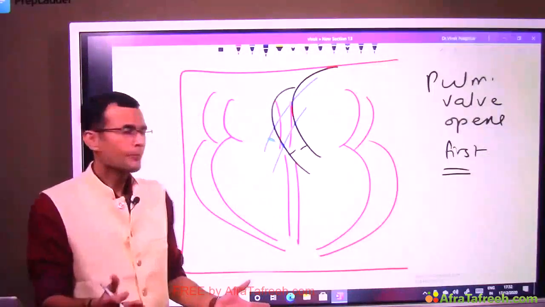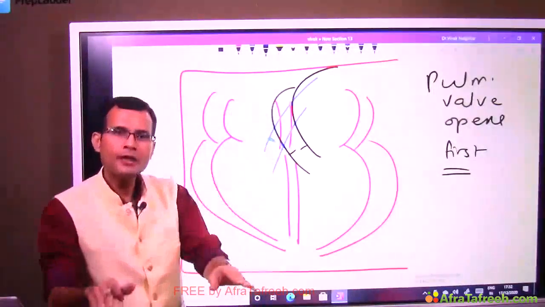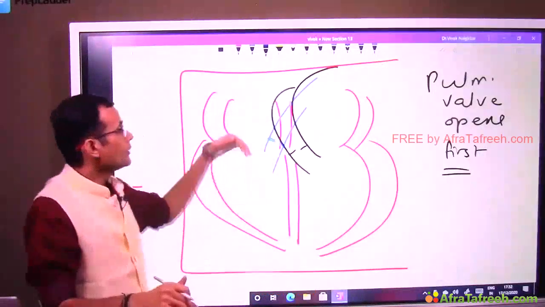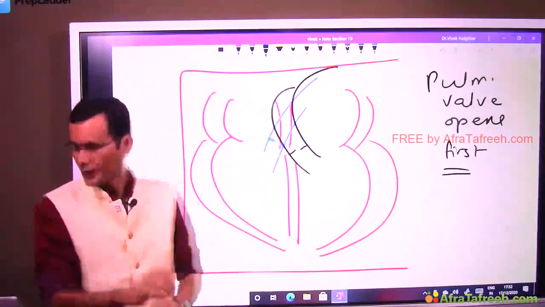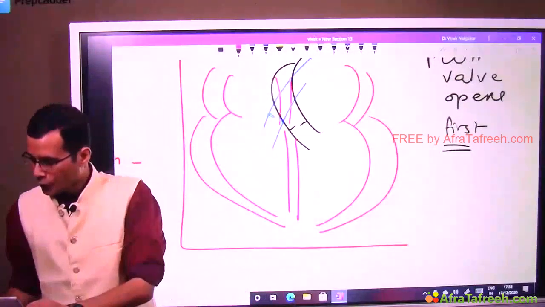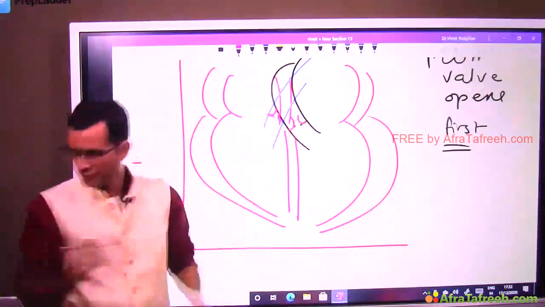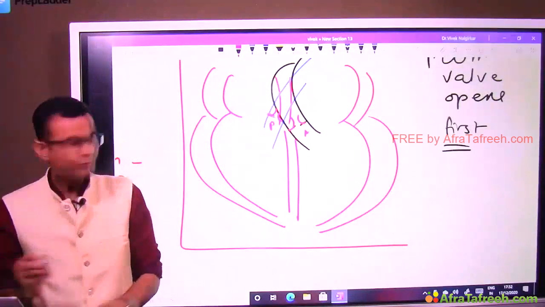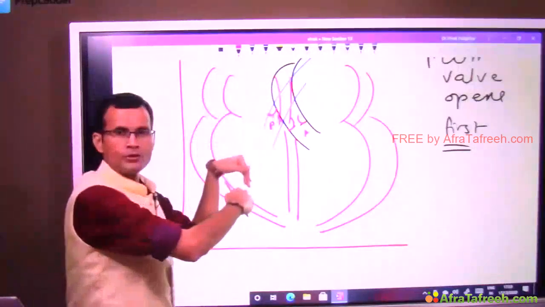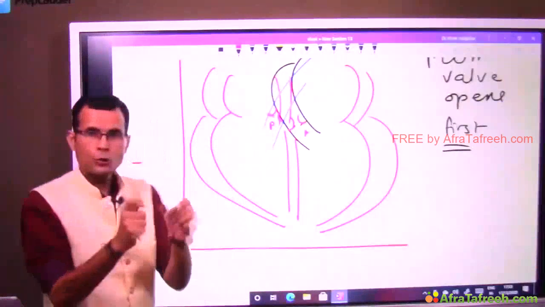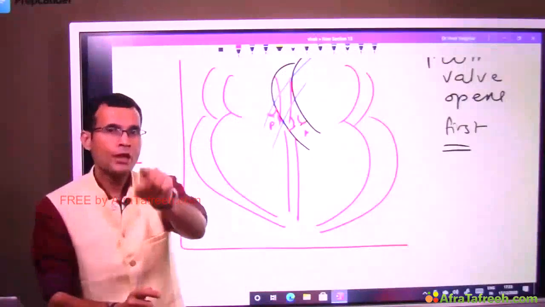What is the reason? The reason is the valve opening and closure depends on the downstream pressure, the pressure in the vessels. See the valve leaflets, they are going to open like this. Okay, this is the aortic valve and the pulmonary valve. The valve leaflets will open like this and they will close in the opposite direction. The leaflets move down. So this opening and closure of the valve depends on the downstream pressure. Now listen to this part carefully.